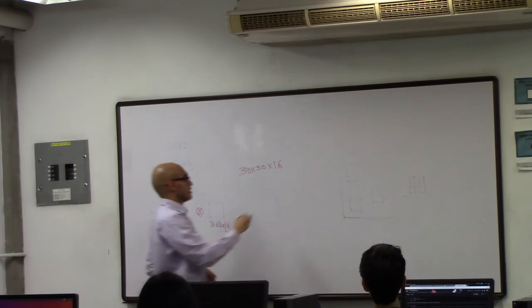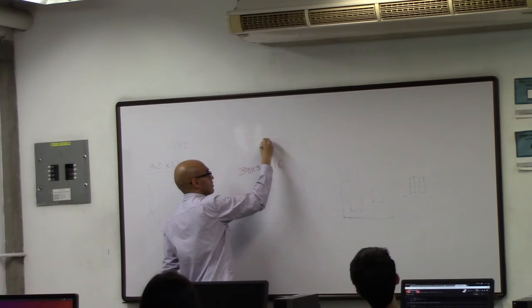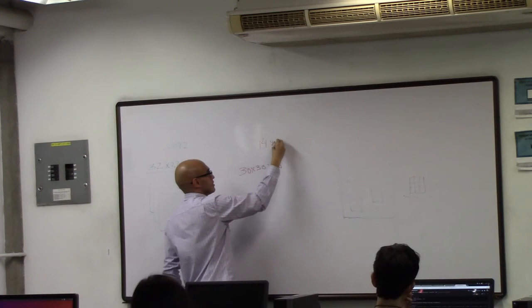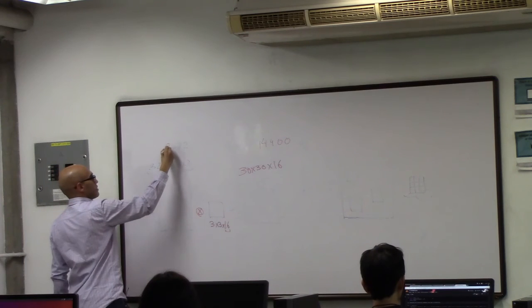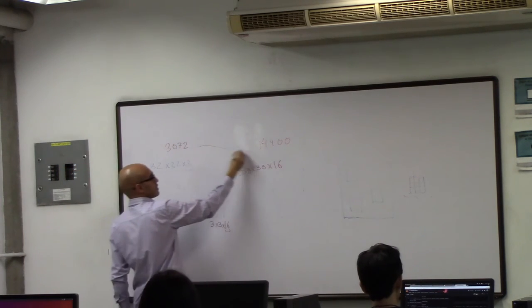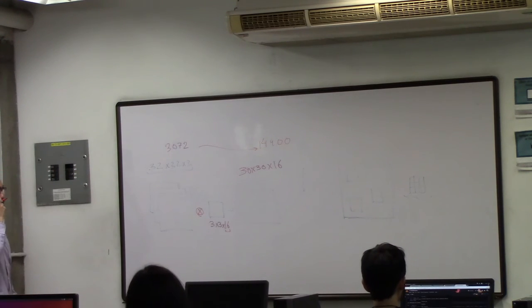14,400. Okay. So you go from a 3072 dimensional vector to a 14,400 dimensional vector, right?